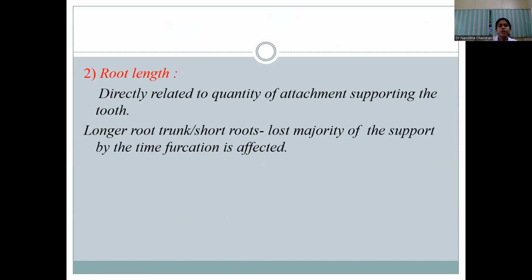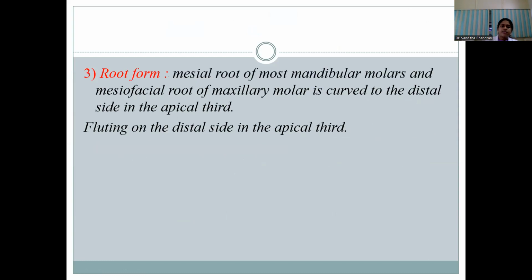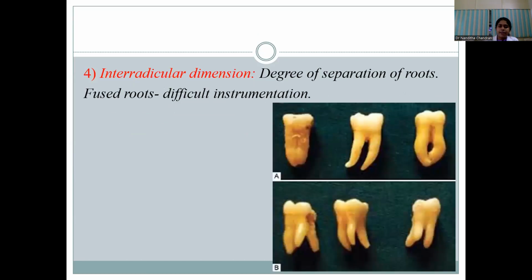Secondly, root length. Root length is always related to the degree of attachment. Longer roots have more attachment, so more time will be required for furcation to get involved. Next is root form. The mesial root of the mandibular molars and the mesiobuccal root of maxillary molars have curvatures. Any deviation from this normal form can affect the involvement of furcation. Also, fluting is present on the distal side in the apical third.